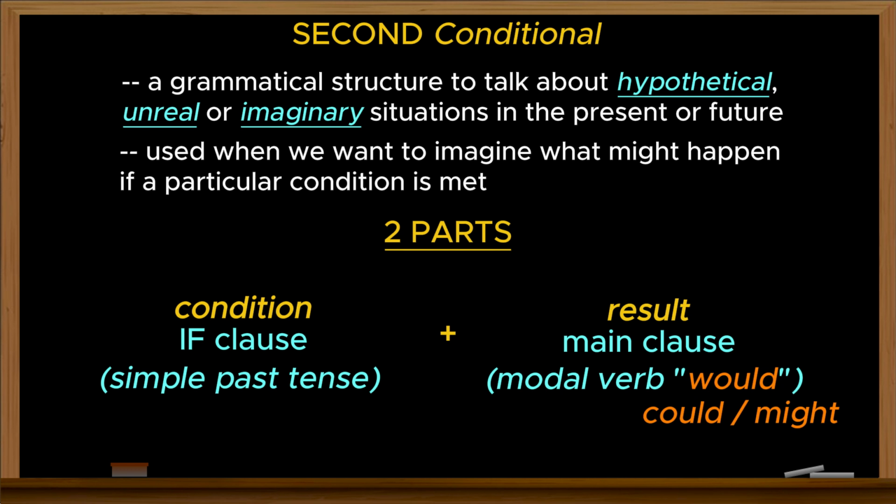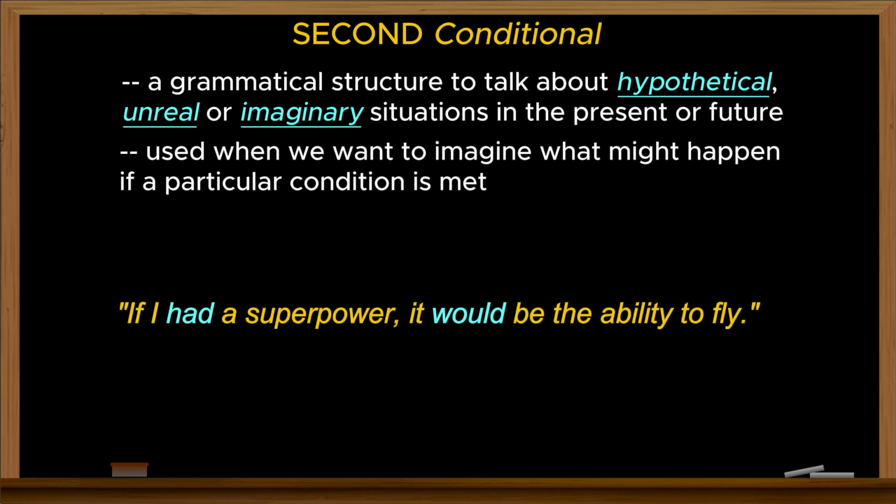Imagine you have a superpower. What would it be? We can use the second conditional to express our answer. If I had a superpower, it would be the ability to fly. In this example, we are talking about a hypothetical situation where having a superpower is the condition, because having Marvel Universe-like superpowers is impossible as far as I know. Here, had is the simple past tense in the if clause, and the main clause, which would be the ability to fly, expresses our desire.